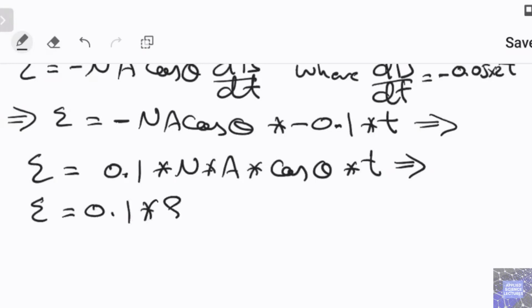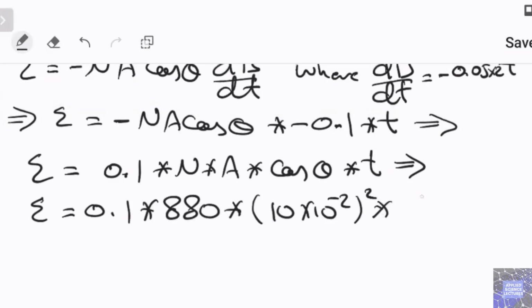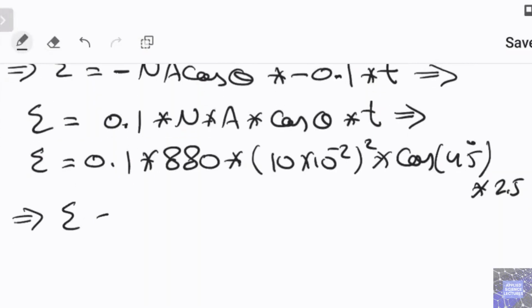0.1 times 880 times 10 centimeters squared times cosine 45 times 2.5. The electromotive force will be 4.88 volts.